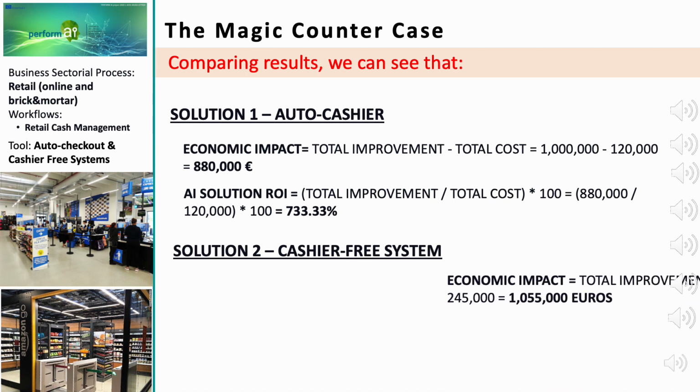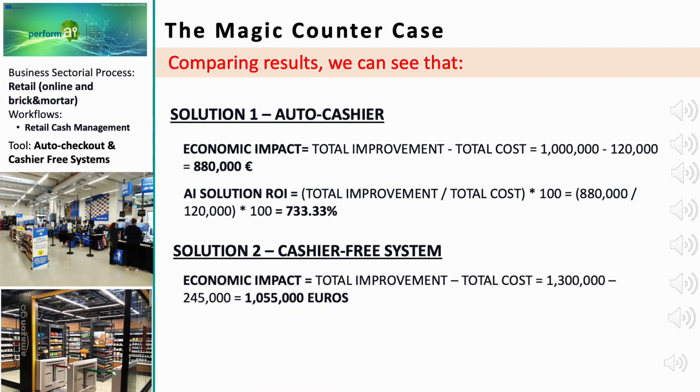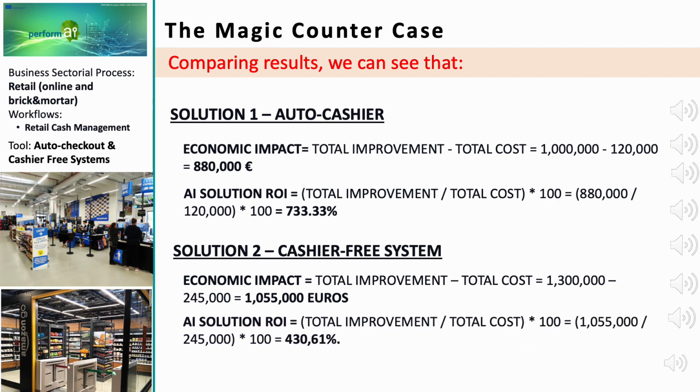Economic impact equals total improvement minus total cost equals 1,300,000 minus 245,000 is equal to 1,055,000 euros. AI solution ROI equals total improvement divided by total cost multiplied by 100 equals 1,055,000 divided by 245,000 multiplied by 100 equals 430.61%.